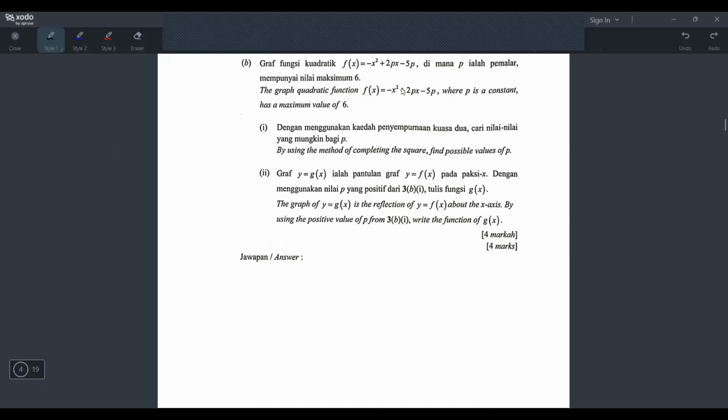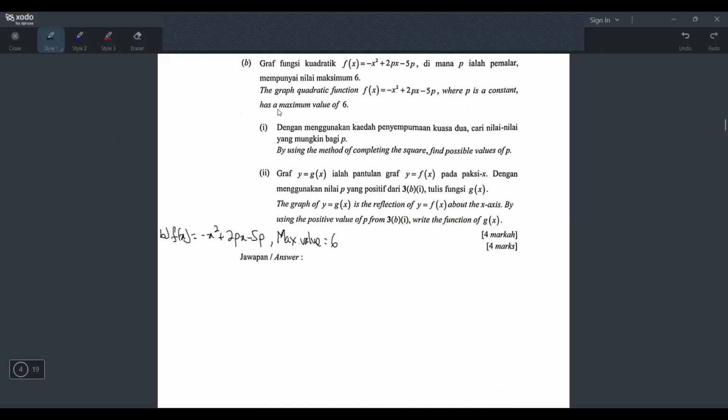So this is general form. This is general form. So let's write down all the information. f(x) equals to negative x squared plus 2px minus 5p, and then comma, what other information? Maximum value of 6. So I'll write here maximum value equals to 6.